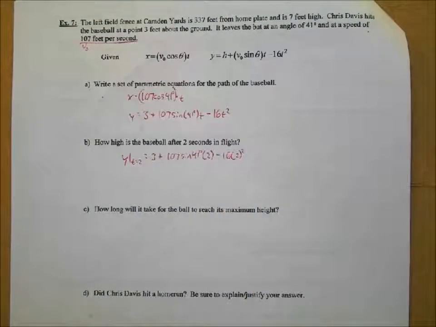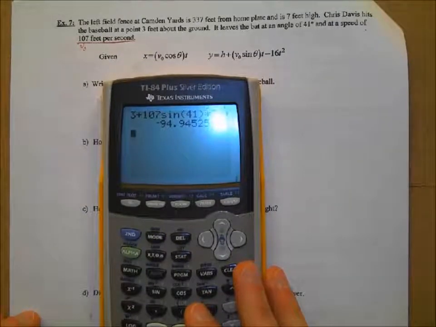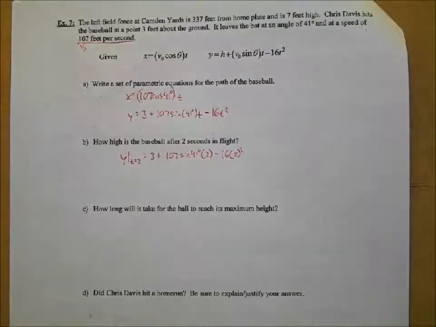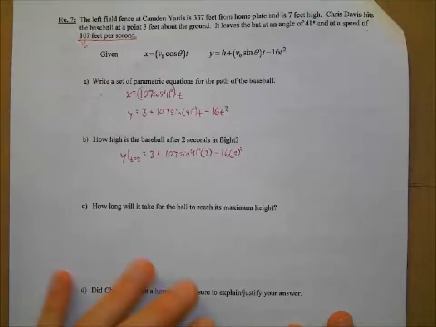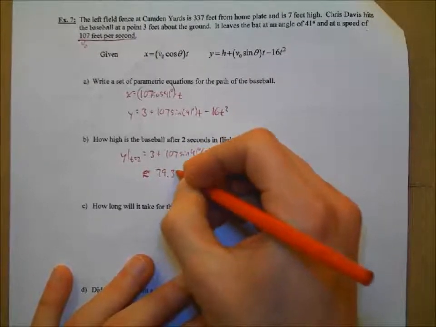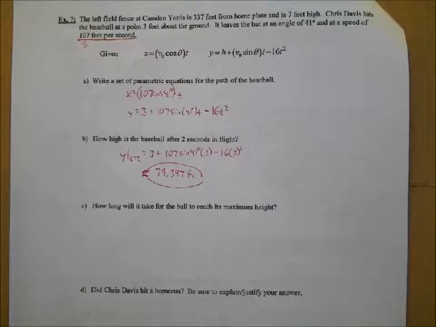Okay, so we'll type that in here. Sine 41 times 2 minus 16 times 4. All right, and we get negative 94.945. I'm in radians, and I need to be in degrees for this one. You can't be at a negative height. It wouldn't make sense. It's impractical. Okay, so 79.397 feet. Of course, if you want more decimal places, that's fine, and then you don't have to worry about rounding, since it'll just get cut off automatically for you there.